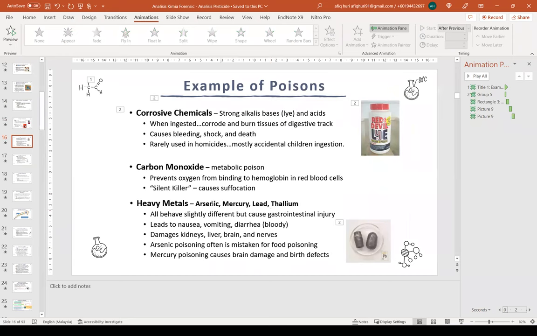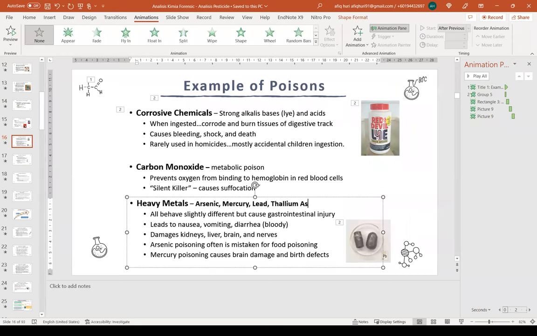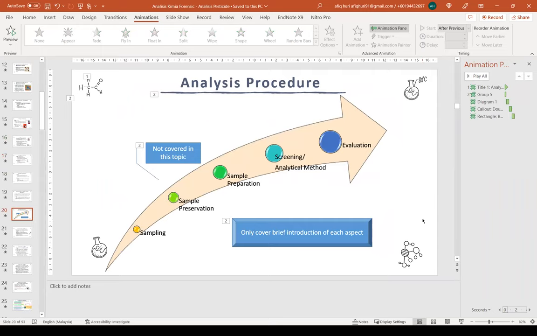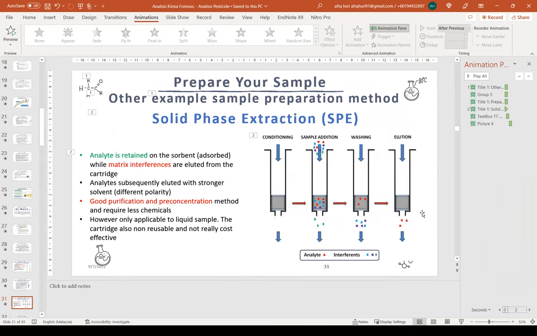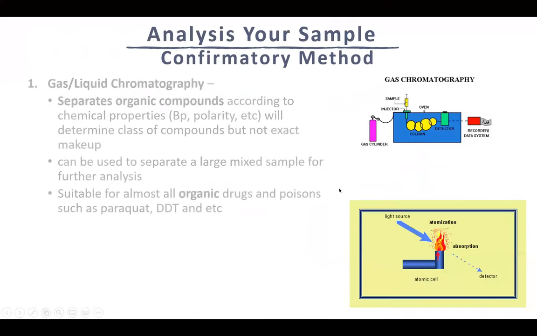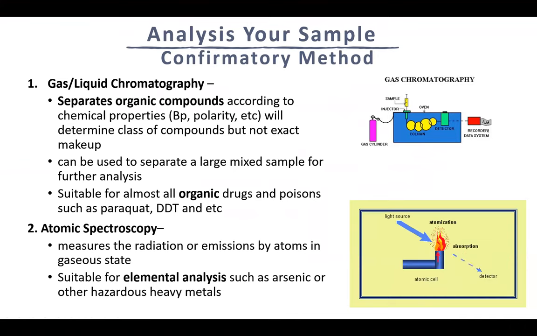If, for example, it's just arsenic, As, or mercury, Hg if I'm not mistaken, thallium I'm not sure, lead for example, plumbum, Pb, these are elements. There is no carbon or hydrogen, so we consider that as elemental or heavy metals. That's how we can differentiate them. So if you found plumbum or arsenic, you need to use atomic spectroscopy. You cannot use gas or liquid chromatography. Is that understood?